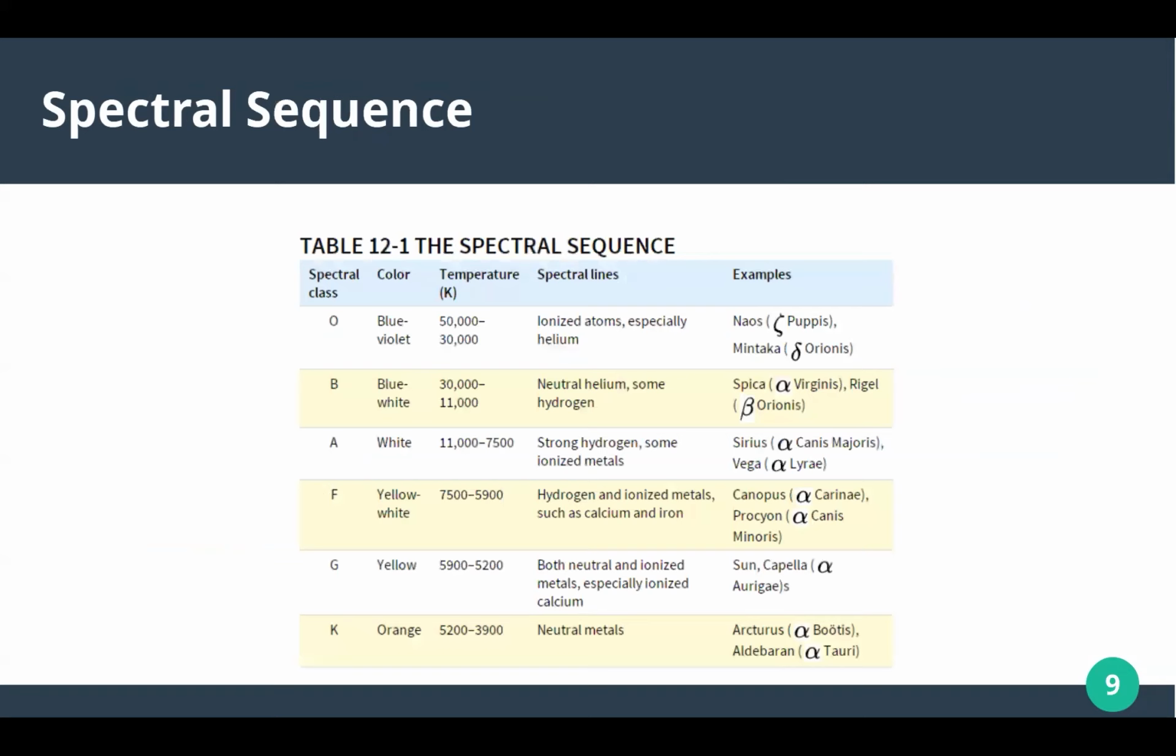We see here this spectral sequence from O, B, A, F, G, and K, where the color for O is blue-violet, B is blue-white, A is white, F is yellow-white, G is yellow, and K is orange, and they have given temperatures and spectral lines, with the O class having ionized atoms, especially helium, and the A class having strong hydrogen, some ionized metals, and so on, as you can see from just this table, looking through the different properties of these different spectral lines depending on the blackbody temperature of the body.